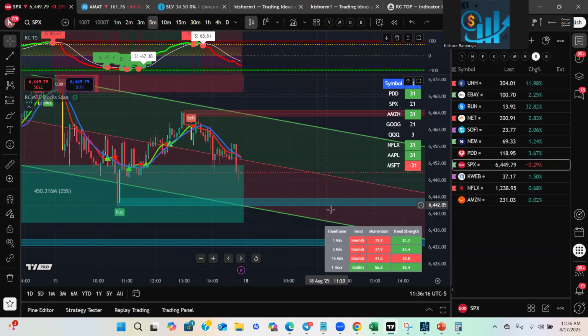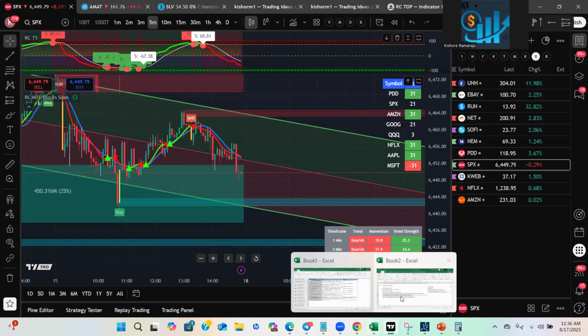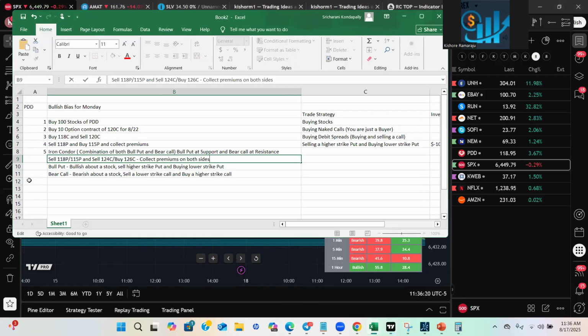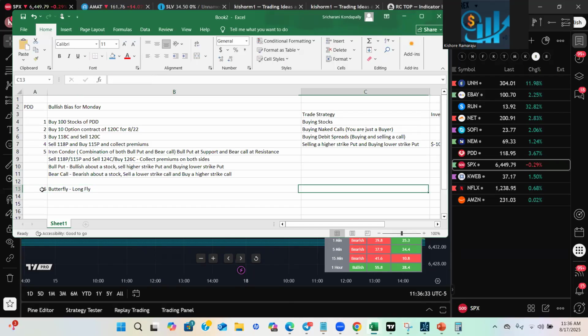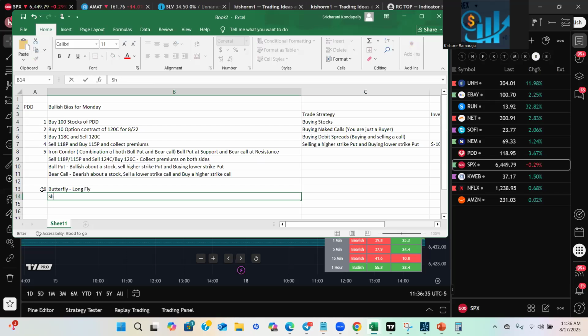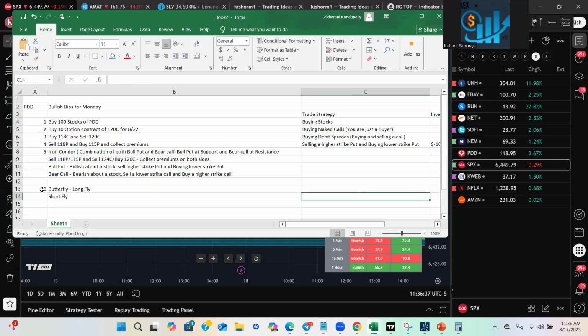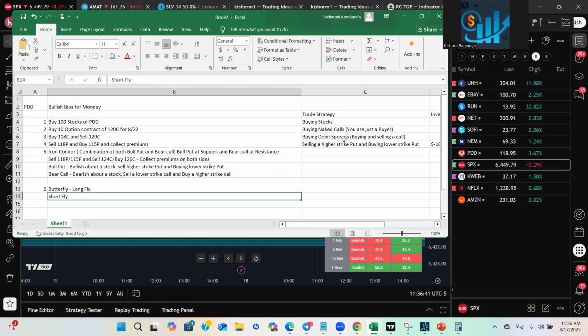Then the last one is called a butterfly, right? Another strategy is a butterfly. In butterfly also you have two options. One is long fly, second is short fly. So what do you mean by long fly and short fly?